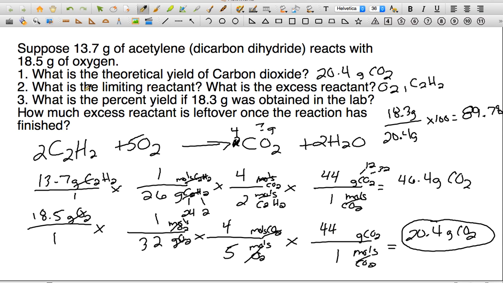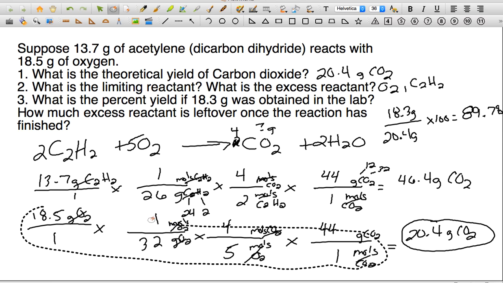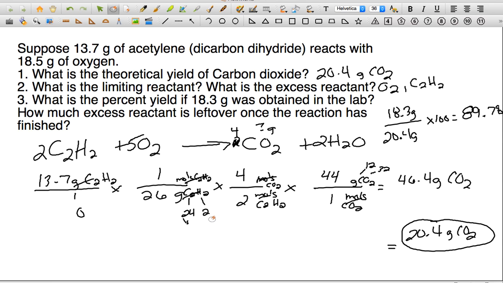Okay, all right, that takes care of the first three questions. This last question, how much excess reactant is left over once the reaction has finished? So here's what I'm going to do. I'm going to just erase this bottom thing here. Okay, so we know that the acetylene was our excess reactant. So here's what I do. I start with the 20.4 grams of CO2 because this is what should have been produced.